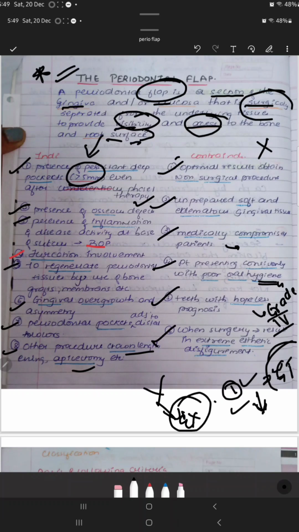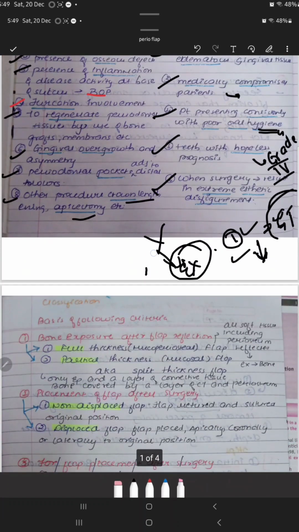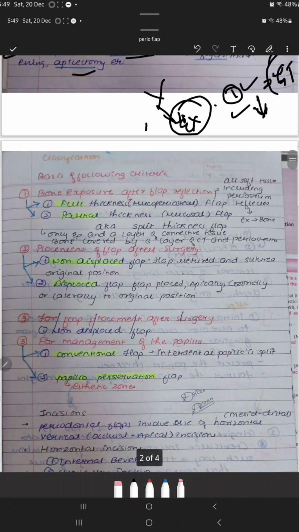When surgery can result in extreme aesthetic disfigurement, we will not perform flap surgery. So now let us see the classification of periodontal flap.